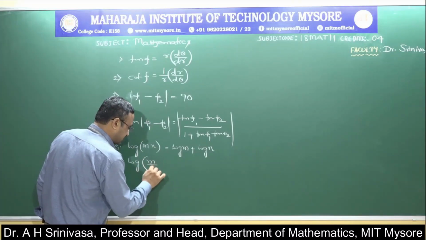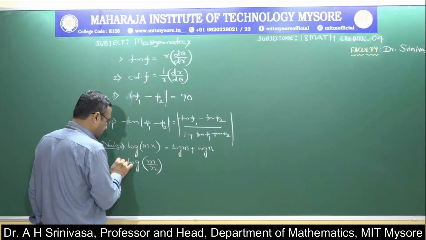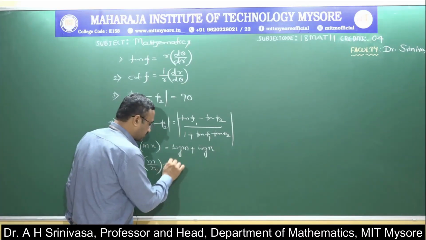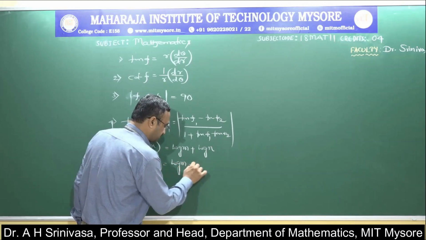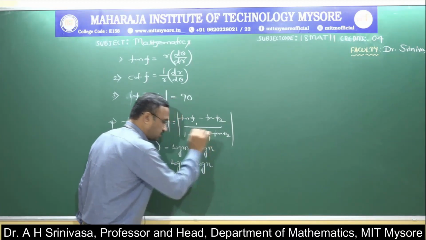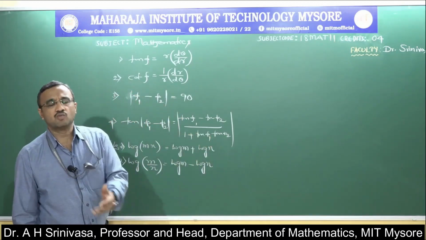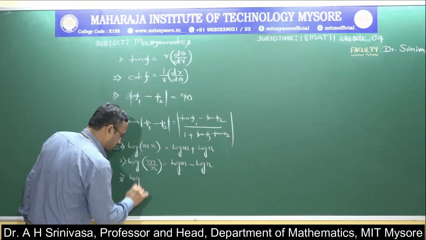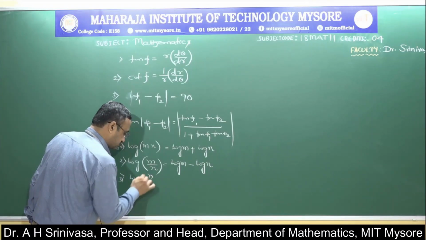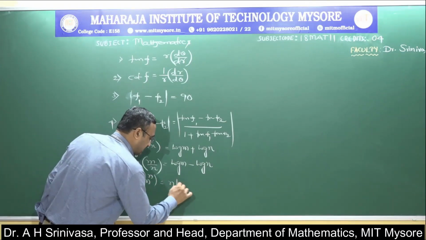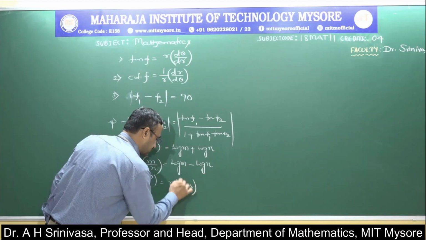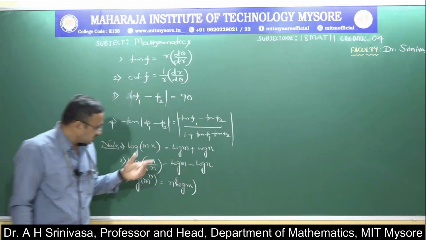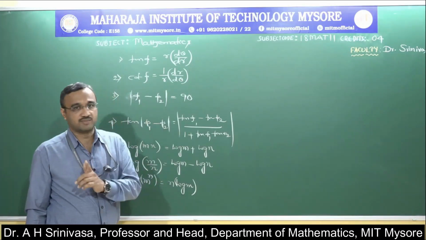The second case is the division form. If m by n is there, in that case you can use the formula log m minus log n. One more is the power form: log of m power n. You have to write that as n into the logarithm of m. So these are the three formulas we have to remember.